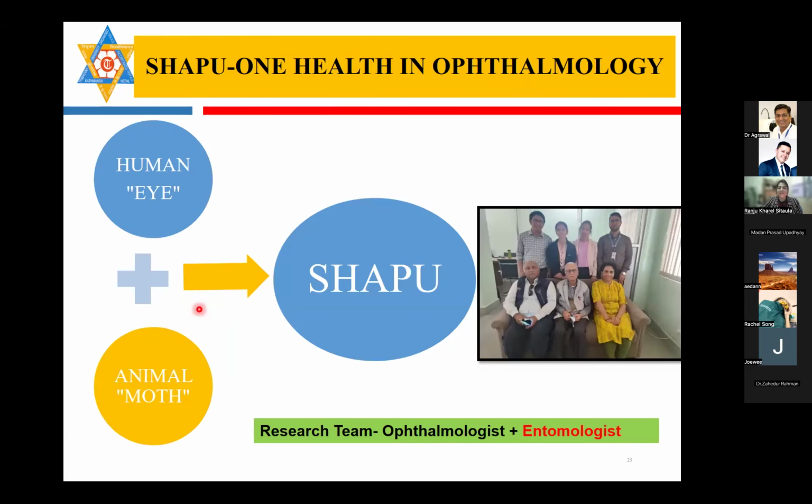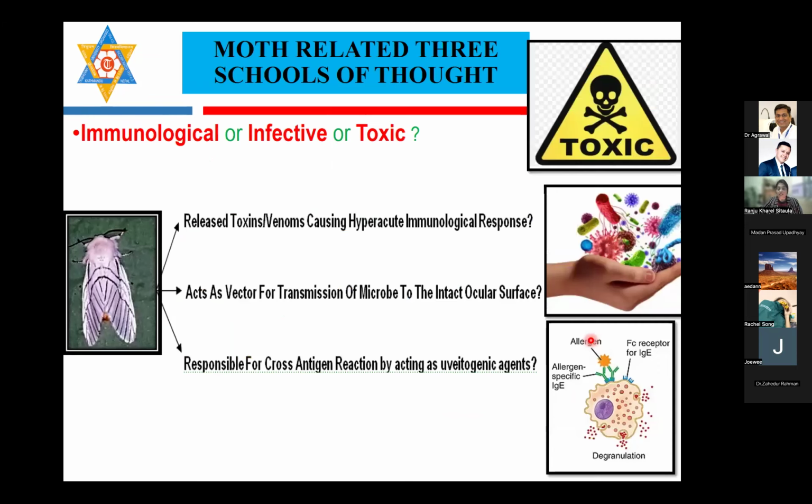So this is how we ophthalmologists joined a new arm in this disease, and the human eye got connected to the moth, or insect, in the form of moth. So this was our first step in One Health, where we ophthalmologists joined with entomologists to undertake further studies on SHAPU. So this is our team of entomologists where we work together.